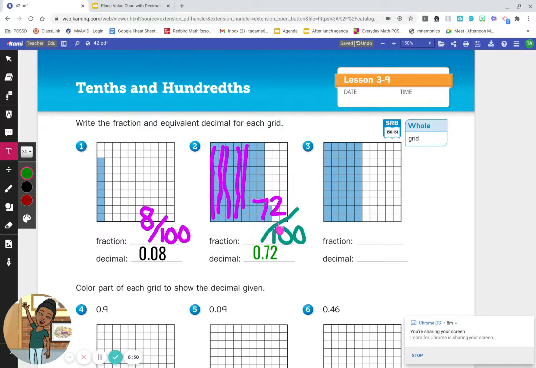I wrote a fraction and decimal for this grid. 0 and 72 hundredths. For number 3, I want you to try to do that one on your own. Write a fraction that represents the grid, the part that's shaded, and then write a decimal, just as we've done before for 1 and 2.